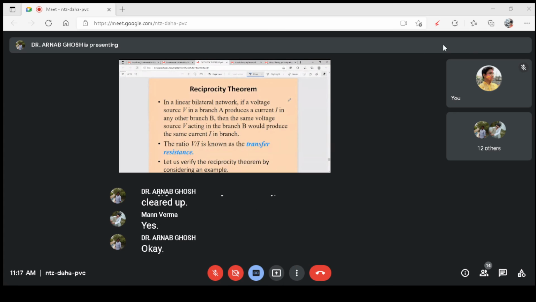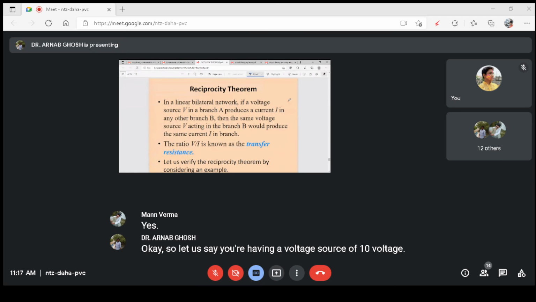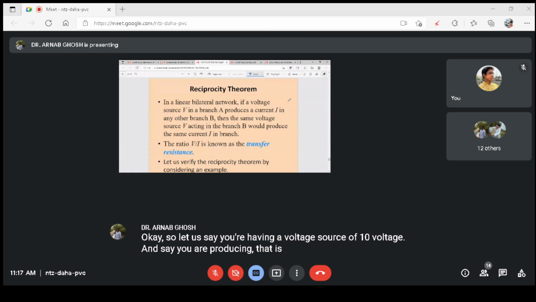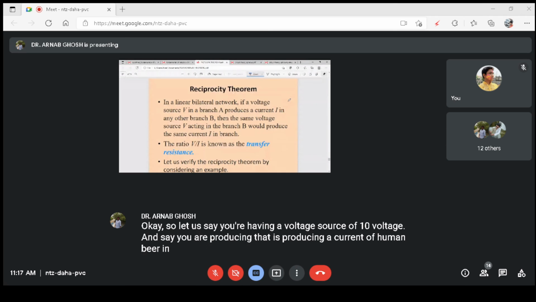Okay. So let us say 10 volt in branch A, and that is producing a current of 2 ampere in branch B.